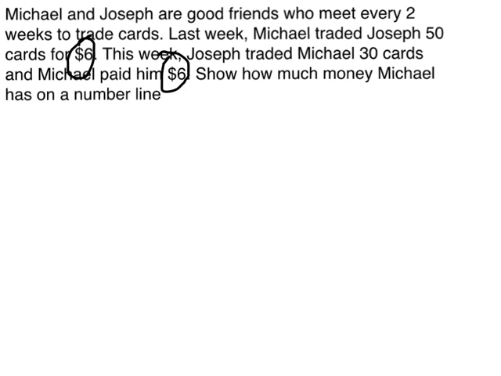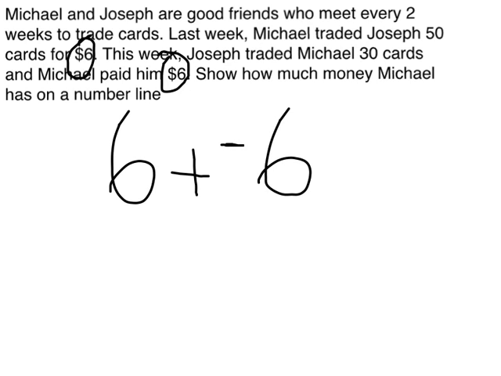Well, I know that I'm interested in dollars. So if Michael traded Joseph 50 cards for $6, that means that he just made $6. So I know that 6 is going to be positive. Likewise, when Joseph traded Michael 30 cards and Michael paid him $6, that means that number is going to be negative. So he made $6 and then he gave away $6. So he's left with 0.